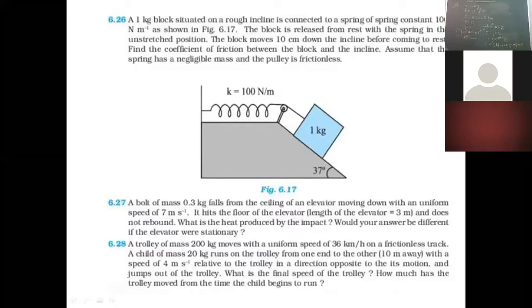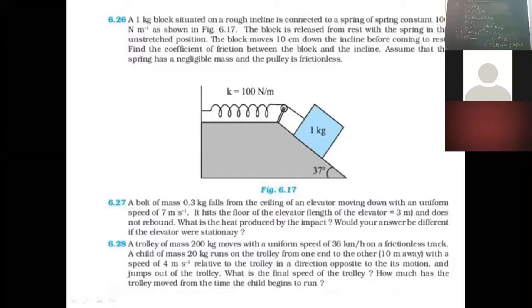Okay, so when the lift is moving with a constant, uniform speed, then real weight is equal to apparent weight. There is no change. So they are asking, would your answer be different if the elevator were stationary? No, our answer would be the same even then, because either the lift is at rest or is moving with constant velocity, it doesn't make any difference, because acceleration will be zero in both the cases, right?